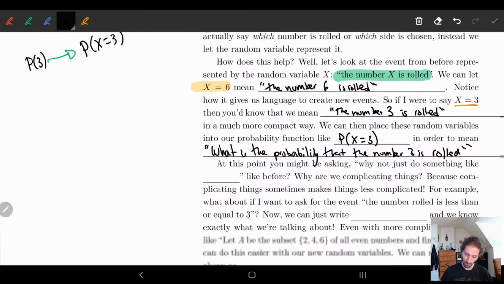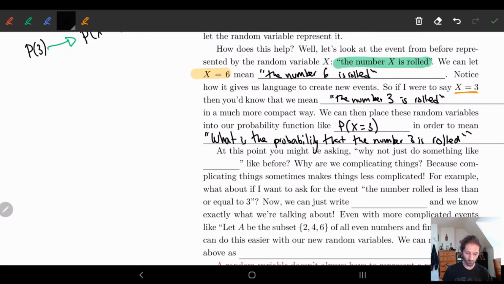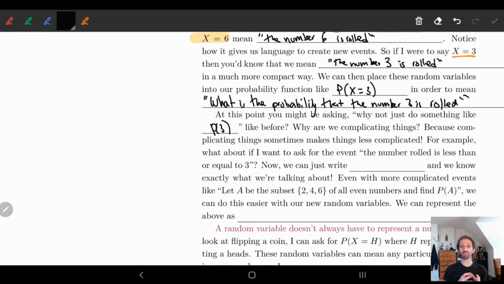Why not just keep P of 3 like before? Because this actually allows us to expand our things a lot more. For example, if I want to know the number rolled is less than or equal to 3, now I can just write P that x is less than or equal to 3. What did we have to do before? We had to say, what's P of 1 plus P of 2 plus P of 3, since there's no 0 on the dice.